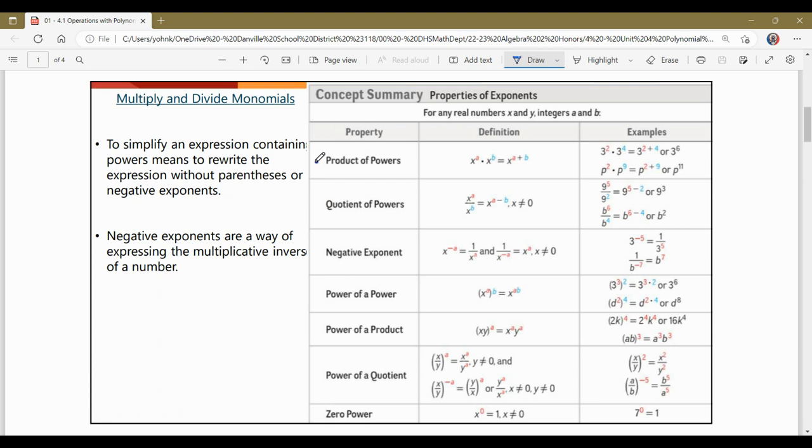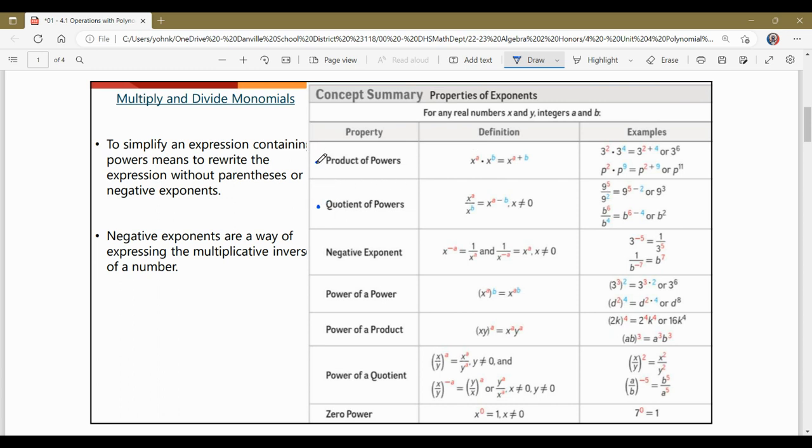The first one is called the product of powers. And that one says that you're multiplying two powers together that have the same base. So if you're doing x to the a power times x to the b power, you're going to add the exponents together and get x to the a plus b.